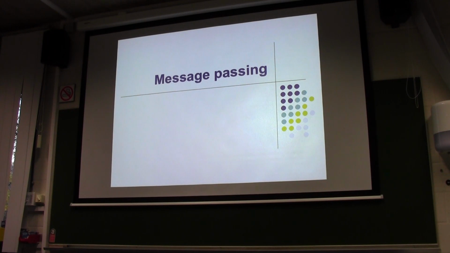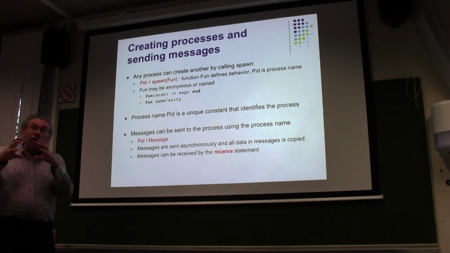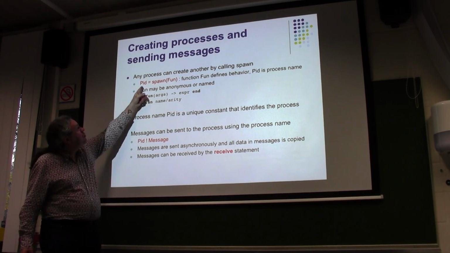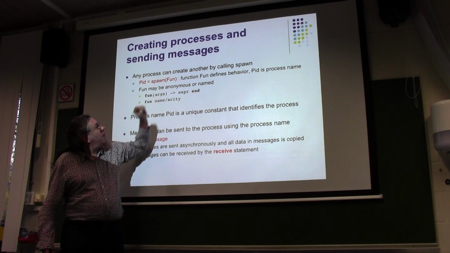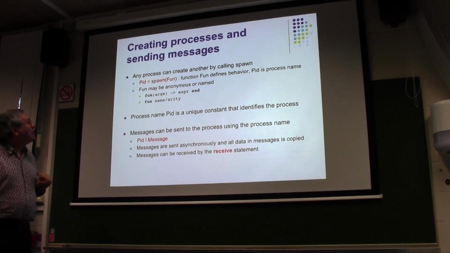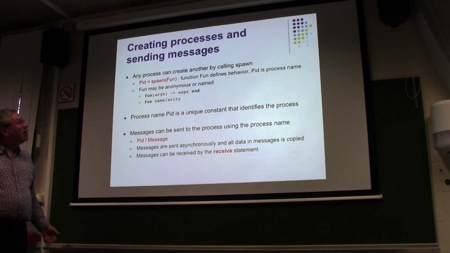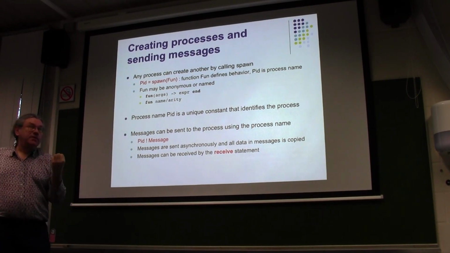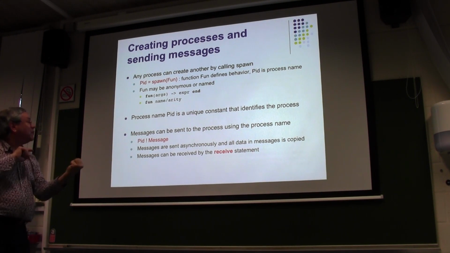Now we go more to the multi-agent things. Okay, so message passing first. An Erlang program consists of processes, and you can create them easily. Any process can create another by calling a function called spawn, where the argument fun defines the behavior of the process. This may be some kind of recursive function that defines the behavior, and the process ID that it returns is kind of a constant that identifies the process, and you can send messages to it.